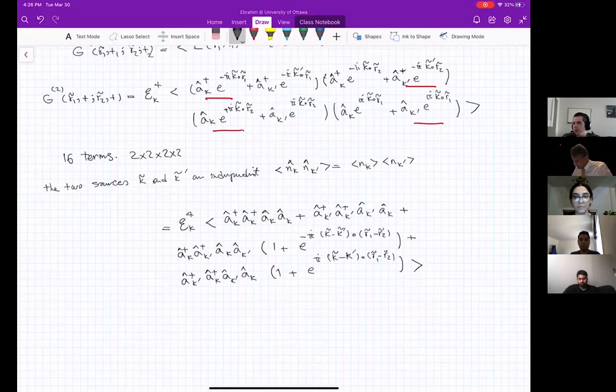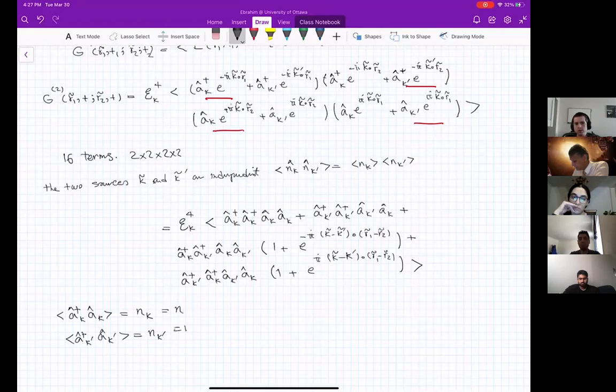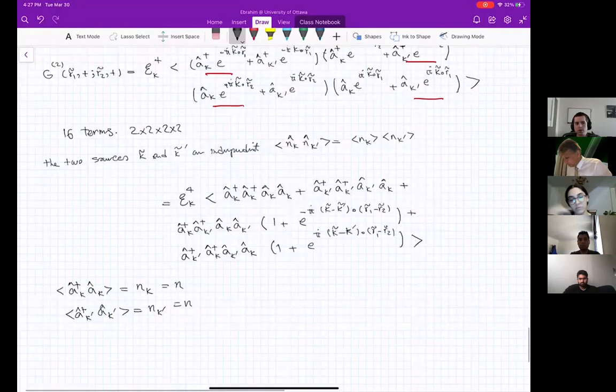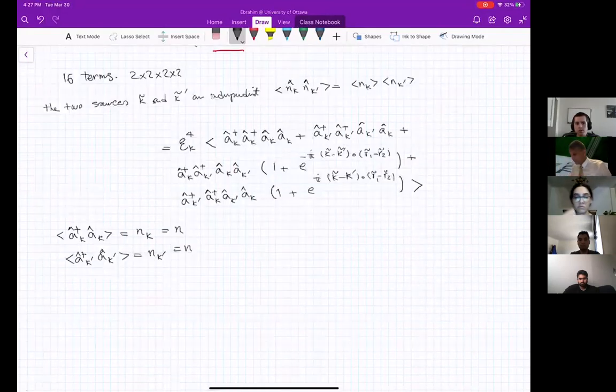When you do averaging, remember that a dagger k, a k is the photon number in mode k, and a dagger k prime, a k prime is also a photon number, in mode k prime. But I assume that for both of them n is the same. So let's say the same intensity for both of them. So doing the averaging over that and also simplifying the exponential.